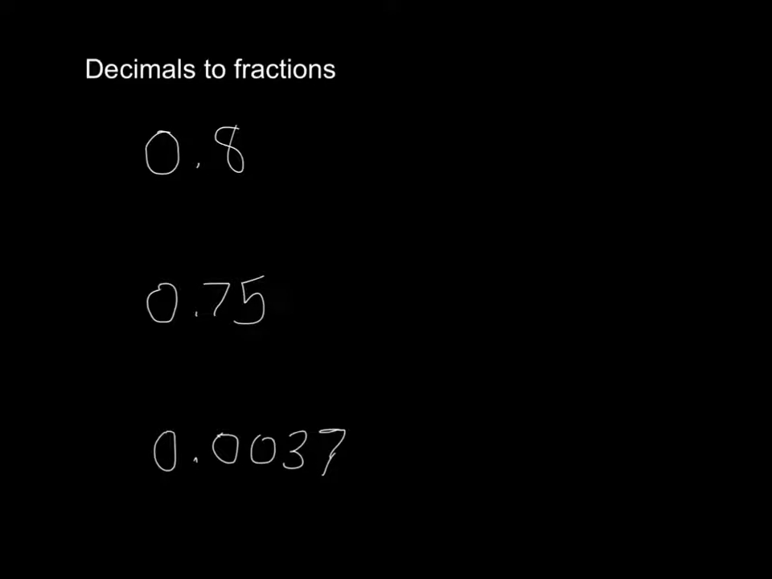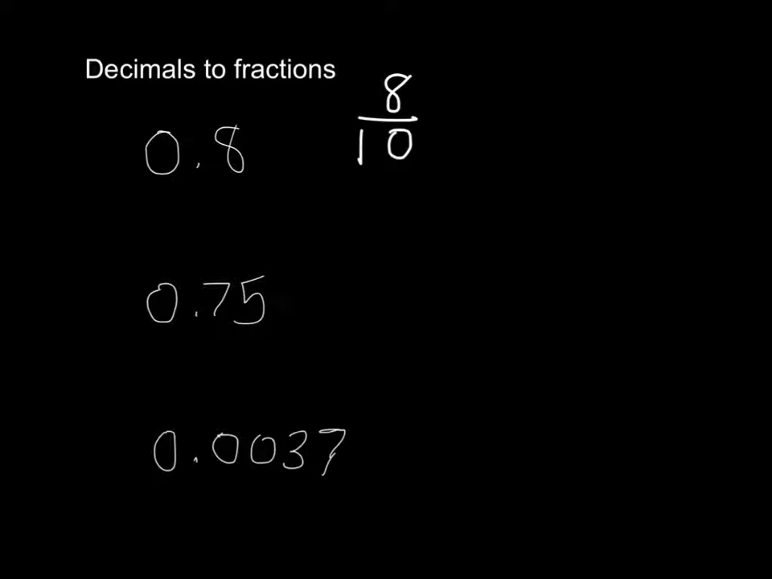So it makes sense that when you are writing them, you write the number that's there, the 8, without the decimal, and put it over a 1 with as many zeros as there are place values. Because remember, this is the tenths place value, so this is now 8/10.